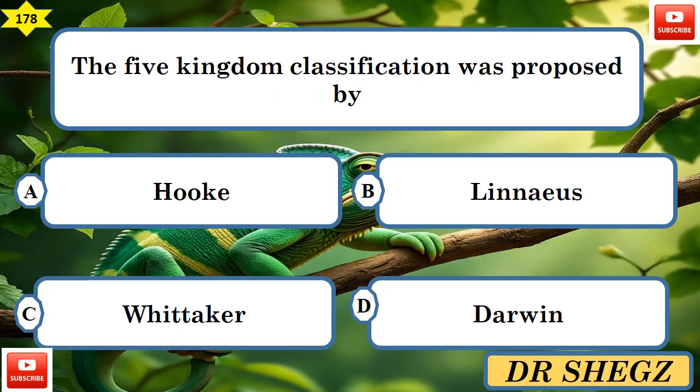Who proposed the 5 kingdom classification? Whittaker. Robert Whittaker was the one that proposed the 5 kingdom classification.